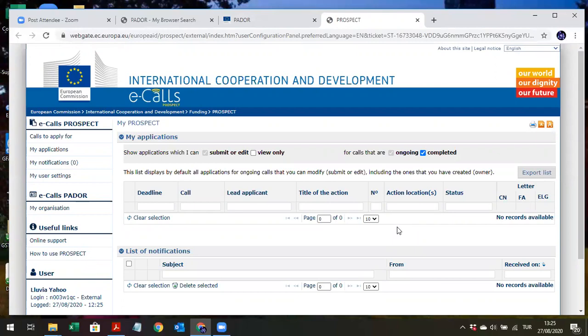Hand-delivered applications are not applicable. They are not going to be accepted. All the concept notes and full applications have to be uploaded on Prospect. How do we do this then? Let's see. First of all, you need to find the relevant call. Let's search for that.